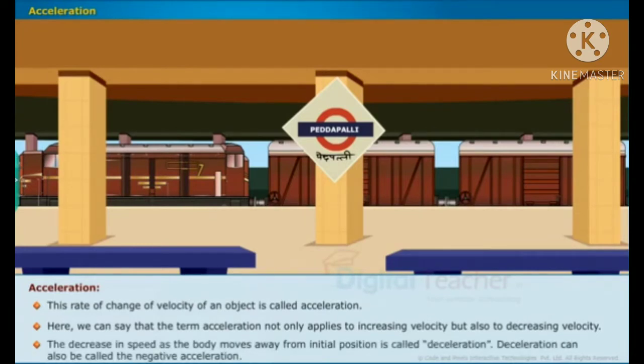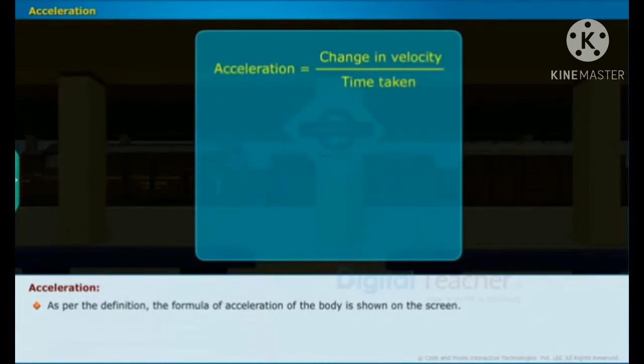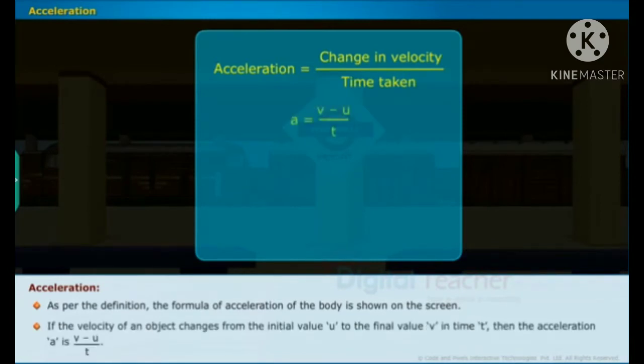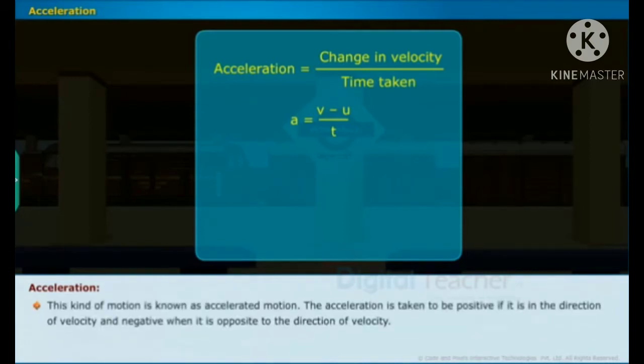The decrease in speed as the body moves away from the initial position is called deceleration. Deceleration can also be called negative acceleration. As per the definition, the formula of acceleration of the body is shown on the screen. If the velocity of an object changes from the initial value u to the final value v in time t, then the acceleration a is (v minus u) by t. This kind of motion is known as accelerated motion.